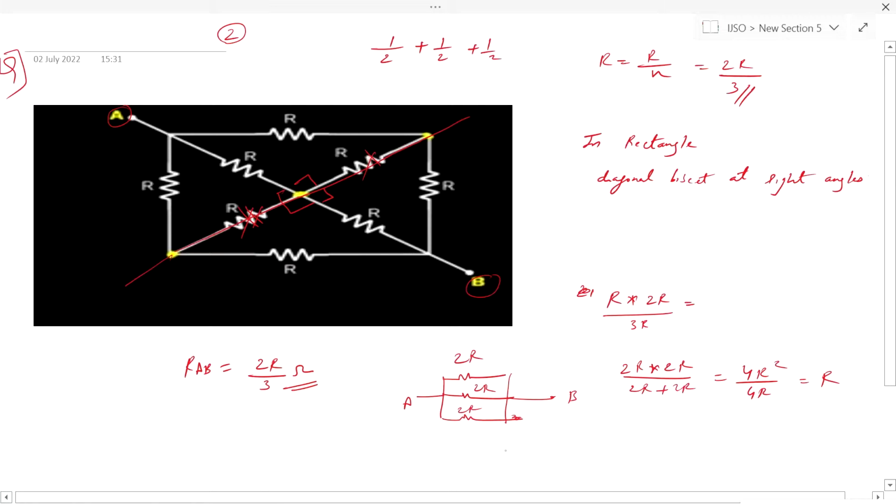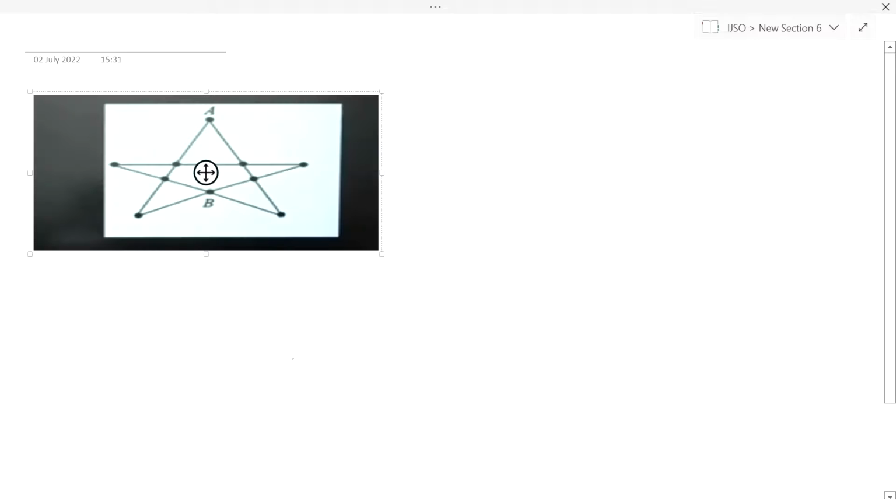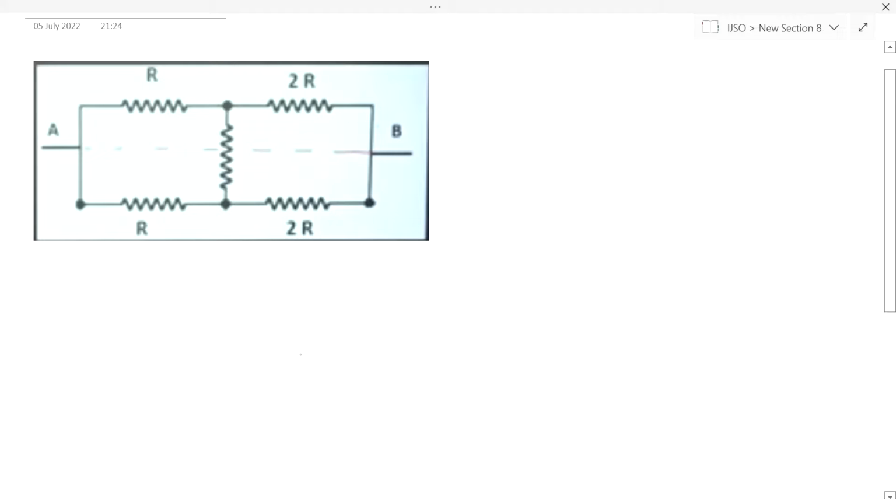I don't know where you made the mistake. So A, B, this is 2R, and there is one more parallel resistance which is R. So now take 2R by 3. Try down the next one. Okay, wait, this is even more tough. Just try down this one.